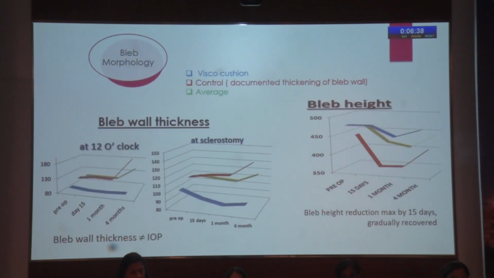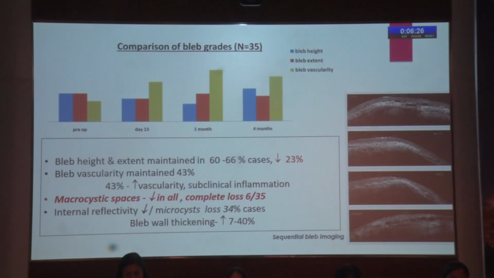This is the pictures of the bleb height and the bleb wall thickness in the control group, in the visco cushion group, and the average of the patients. So visco cushion, basically the end conclusion was that visco cushion did protect, and that is what we've been doing since that study.